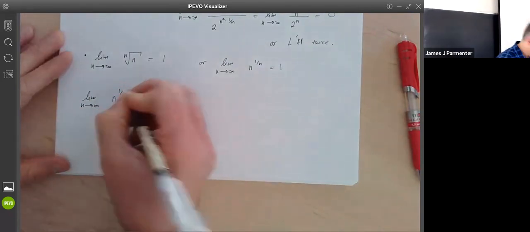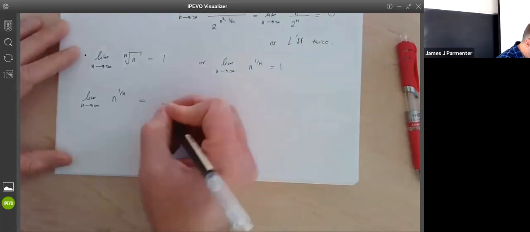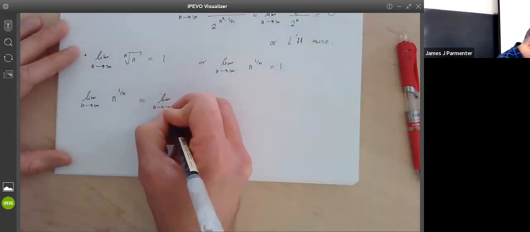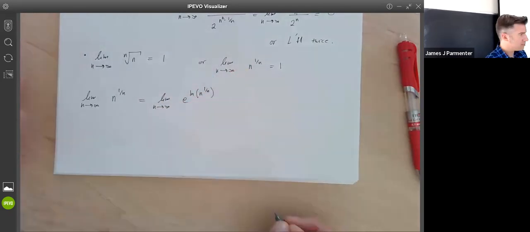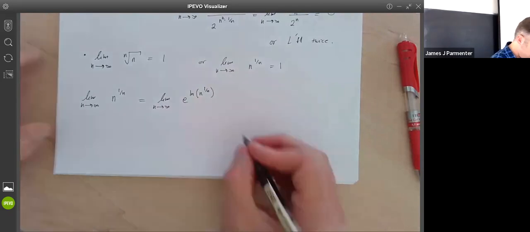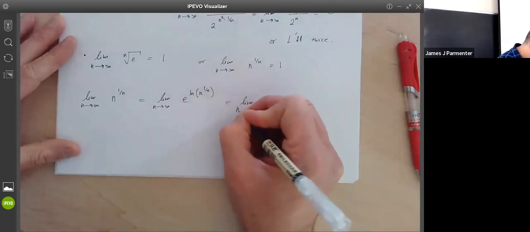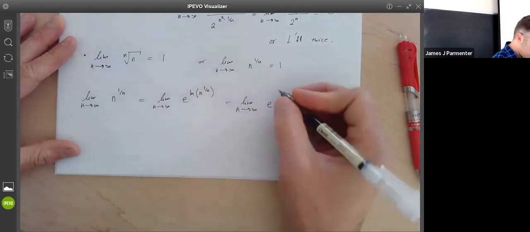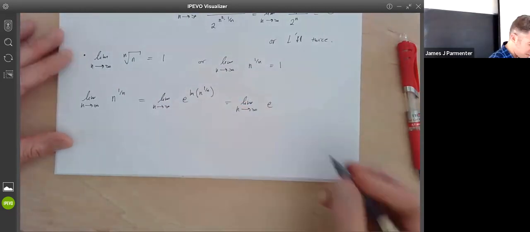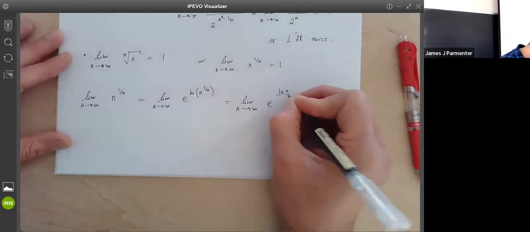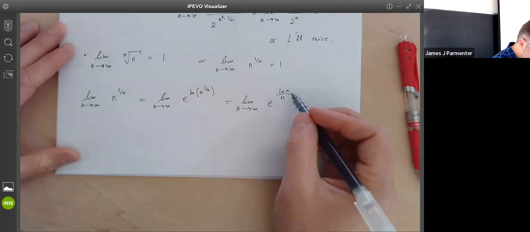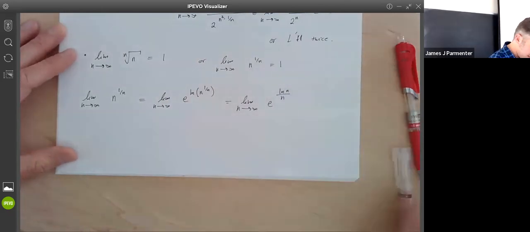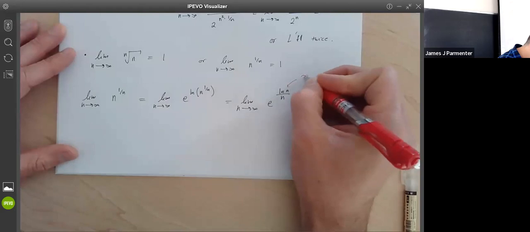So I want to take the limit of this, and I'm going to rewrite it as the limit of e to the natural log of n to the 1 over n. And this one actually simplifies pretty easily. You get the limit as n goes to infinity of e to the 1 over n times natural log of n, which I'm going to write as the natural log of n over n. I brought the 1 over n down in front. 1 over n times natural log of n is just natural log of n over n. And now this exponent is an infinity over infinity type.